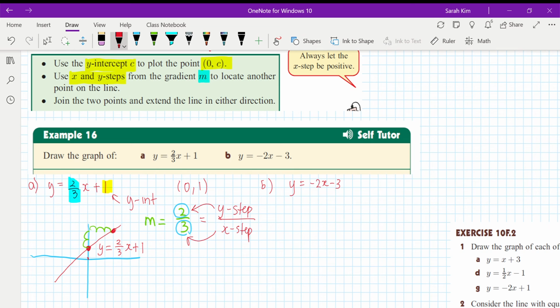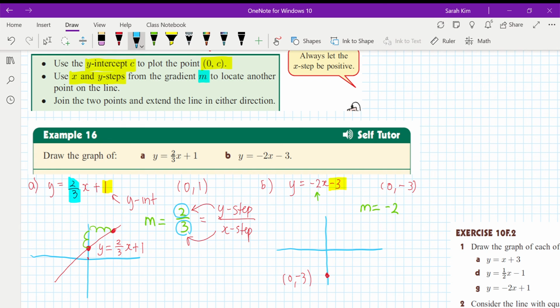So first step, again, I need to find out my y-intercept. It's always going to be that constant, so it's negative 3. If I write that as a coordinate, it will be (0, negative 3). Alright, so now I'm going to plot that on the graph. (0, negative 3): 1, 2, 3, so there we go, that is my c. Next step, use the x and y steps from the gradient. My gradient is this number over here, negative 2.